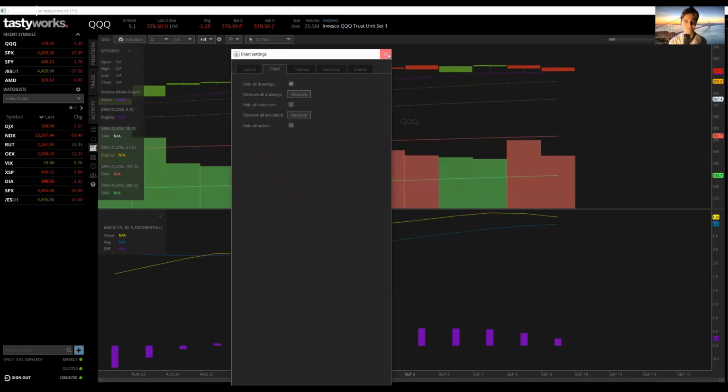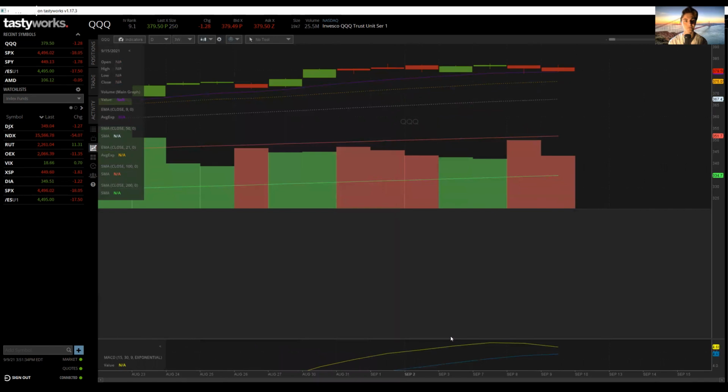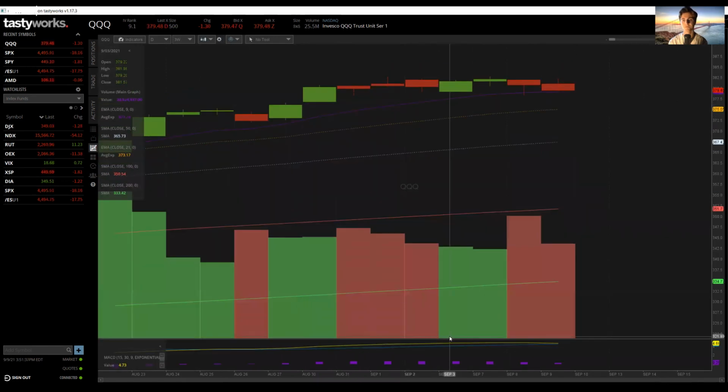I'll pull that down. They'll line up. Some purple is my 9. The yellow dot is my 21. The white dot's the 50. The red is the 100, and the green is the 200. In an uptrending market, a strong uptrending market, this is the lineup you'll see: 9, 21, 50, 100, 200.